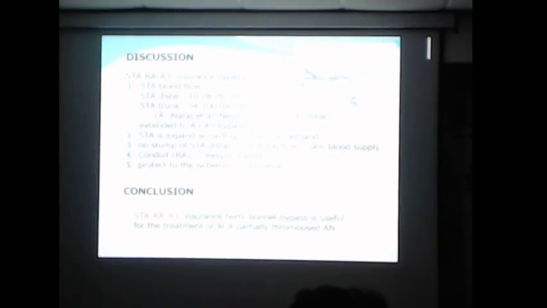I also didn't occlude the distal side of the STA, distal to the anastomosis site. The distal STA supplies the skin, so there is less skin trouble, I think. The STA, RA, and A3 in situ hemibonnet bypass is, I think, very useful for the treatment of ACA partial thrombosed aneurysm. Thank you very much.